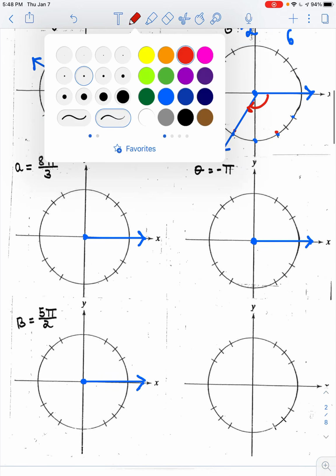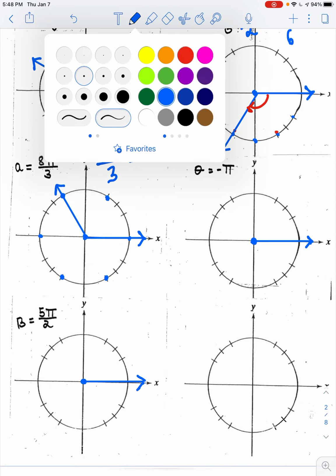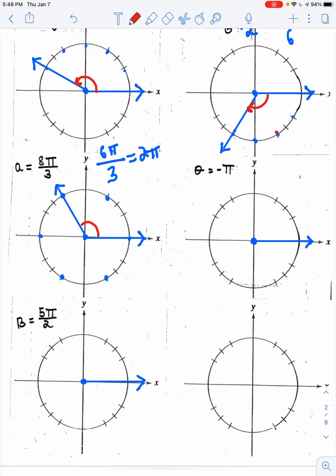8 pi over 3. I'll try counting counterclockwise. 1 pi over 3, 2 pi over 3, 3 pi over 3, 4, 5, 6, 7, 8. So I did more than one revolution. Remember, one revolution with a denominator of 3 would be 6 pi over 3. That's what equals one revolution. But we're 2 pi over 3 beyond that. And of course, our angle's like that.